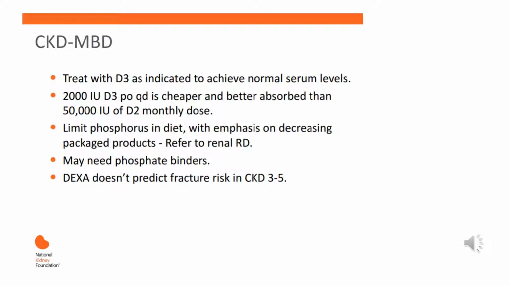The National Kidney Foundation recommends we supplement our vitamin D with 2,000 units of D3 every day, as this is more absorbed and more affordable. They also recommend that we understand what foods have high phosphorus in them and we limit our intake of phosphorus. Many times patients as they progress are going to need a phosphate binder, and please note that a DEXA scan is probably not going to be very helpful in predicting a fracture in patients with later stages of chronic kidney disease.